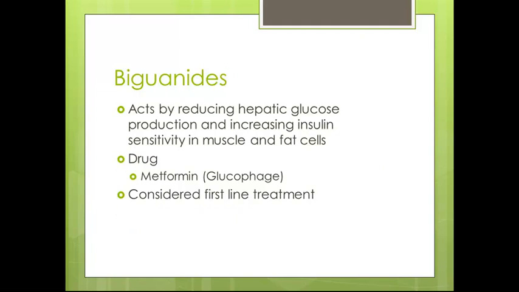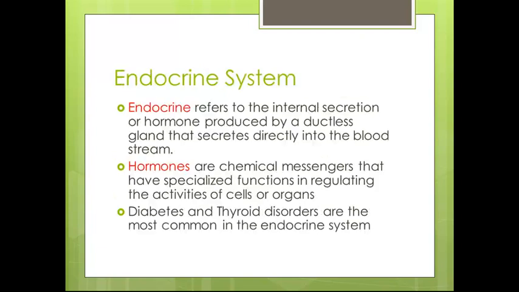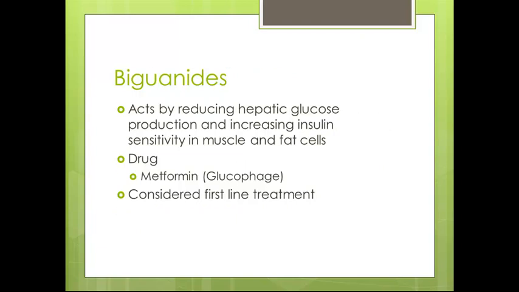Biguanides act by reducing hepatic glucose production and increasing insulin sensitivity in muscle and fat cells. The most common is metformin or Glucophage. It is considered the first-line treatment for diabetics. It is very effective in the treatment of diabetics. This medication is given usually to type 2 non-insulin dependent diabetics first. Some of the side effects that come with this medication are GI effects and hypoglycemia.